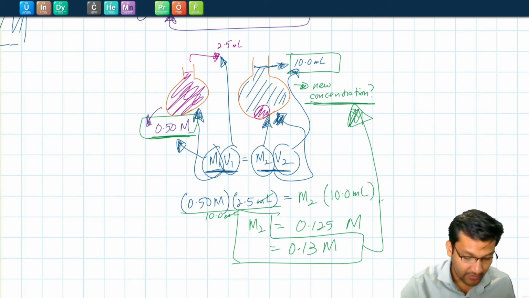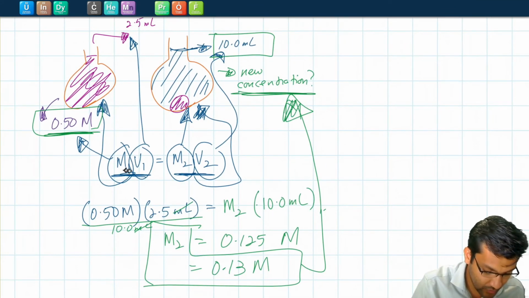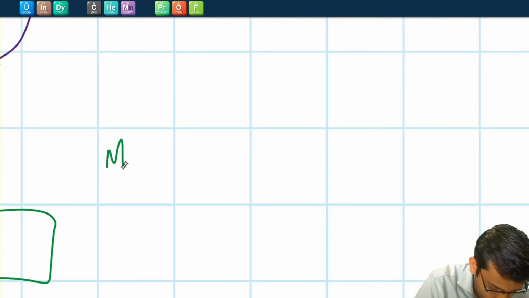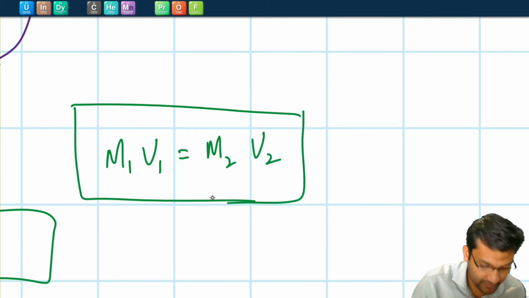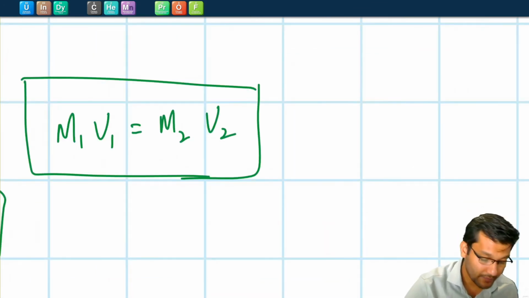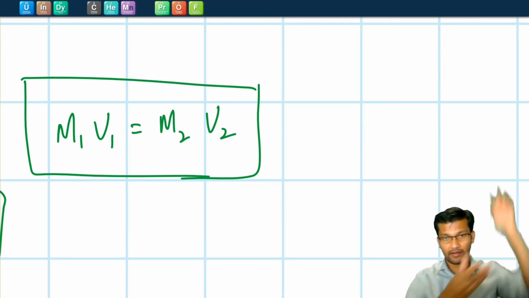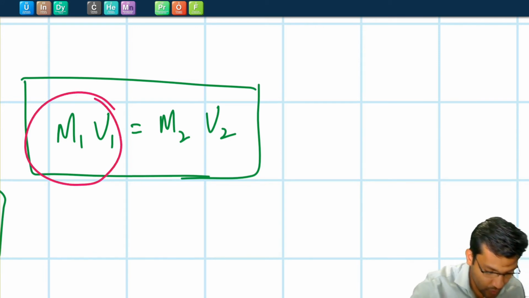Now, I said there are two ways to do this. This is the first and easy way. We use the equation M1V1 is equal to M2V2. So if you know any three of these, you can find the fourth variable. Why does this equation work? Well, this equation is just a way of keeping track of how much solute you move from one container to the other. So let's look at M1V1.